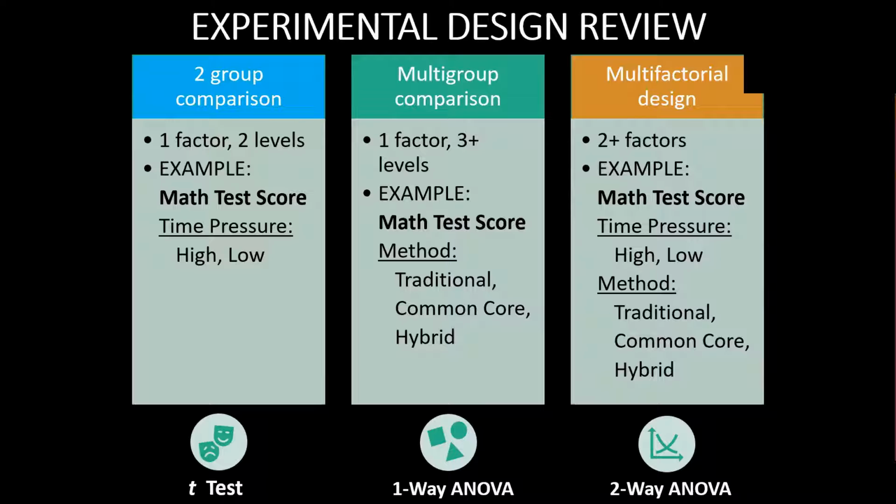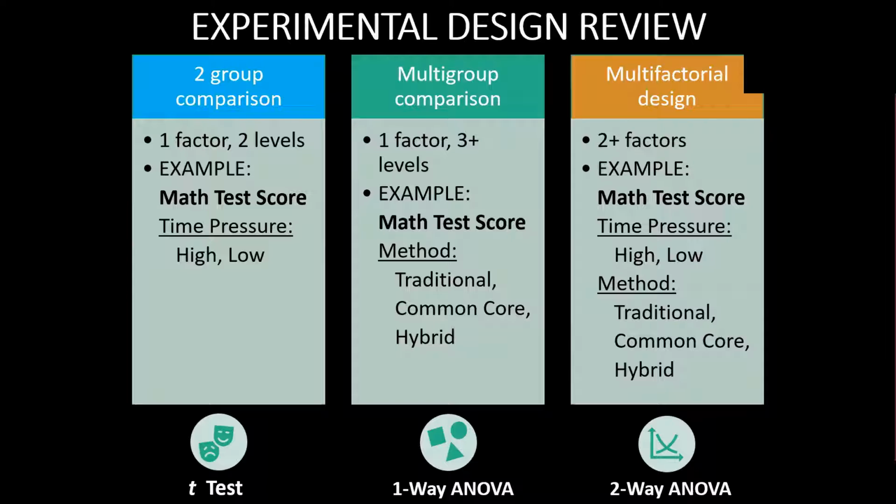A two-group comparison. That's when you have one factor, and you have 2 levels, which makes 2 groups. So with the math test scores example, in a 2-group comparison, let's say we wanted to see how time pressure had an effect on math test scores. Let's say you had one group, you let them have 1 minute per question, and another group, you let them have 5 minutes per question as they were taking the test. So you'd have a low and a high time pressure. That would just be 2 groups, right? The low group and the high group. That's a 2-group comparison. And you would use the t-test to analyze that.